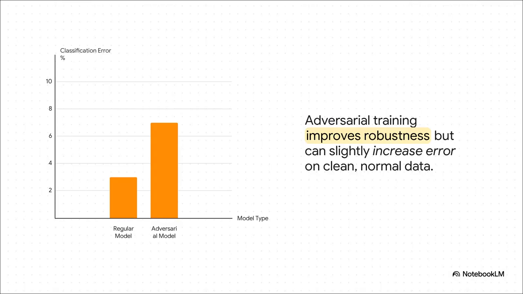And here is that trade-off in action. A standard, regular model is super accurate on normal data. Here it has just a 3% error rate. But the adversarially trained model, the one that's much tougher against attacks, becomes a little less accurate on that same clean data. Its error rate goes up to 7%. This shows a fundamental tension in AI security. Making an AI more robust can mean making it a little worse at its main job. It's a constant balancing act.